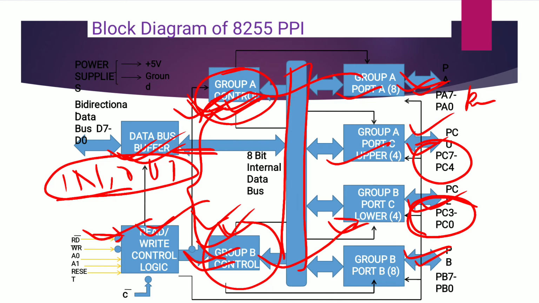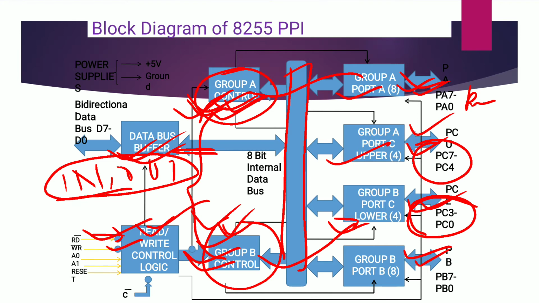Second is read-write control logic. This block is responsible for controlling the internal and external transfer of data, controls or status word. It accepts the input from the CPU, address and control buses, and in turn issues commands to both the control groups. Its function is to control the internal operation of the device, to control the transfer of data and control or status word.